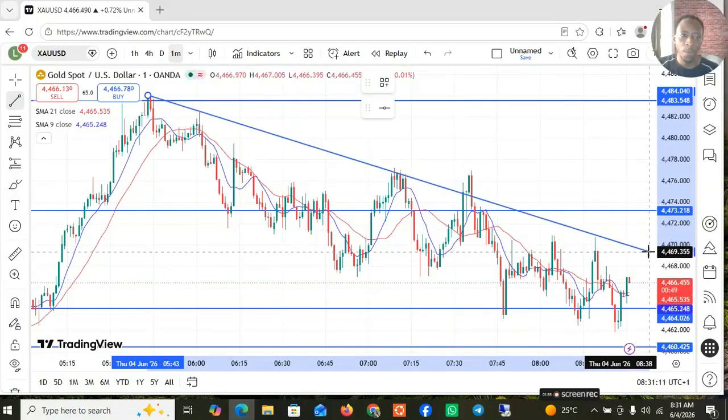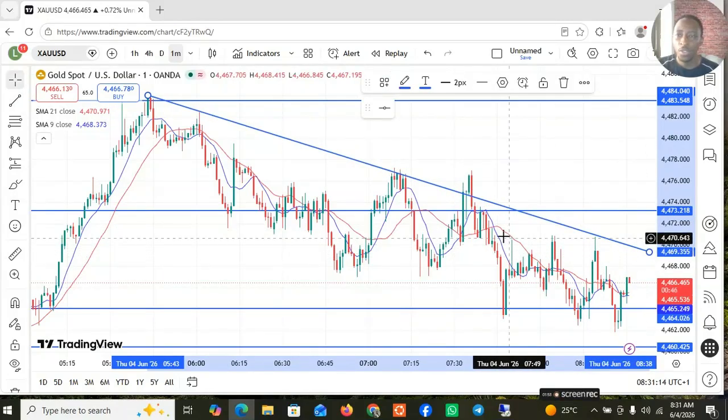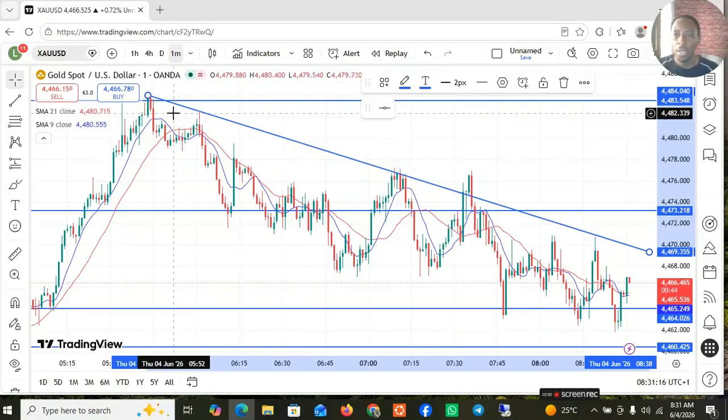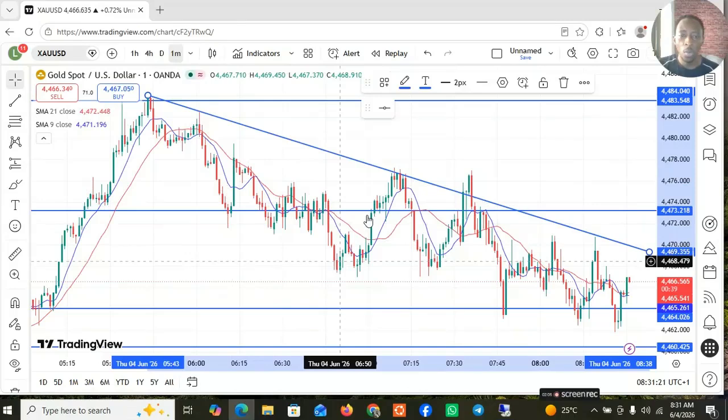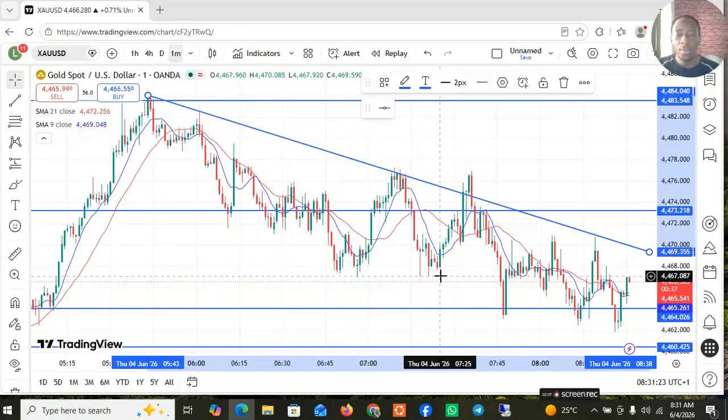As you can see, the structure is lower high, lower low, lower high, lower low, lower high, lower low, lower high, lower low. When the market is forming higher high, higher low, higher high, higher low, you obviously see that the market is in an uptrend. But when it's making lower high, lower low, lower high, lower low, then it is clearly a downtrend.